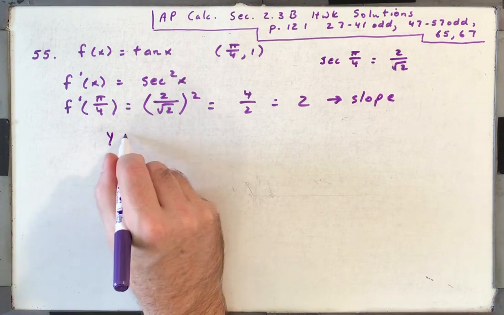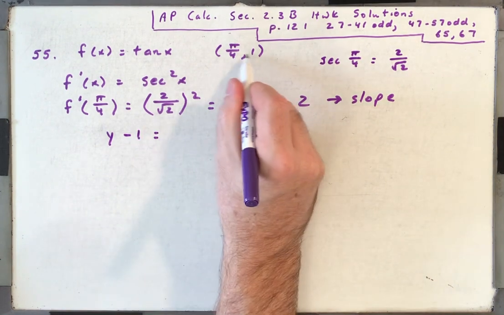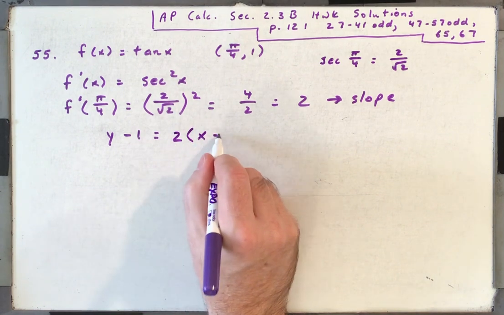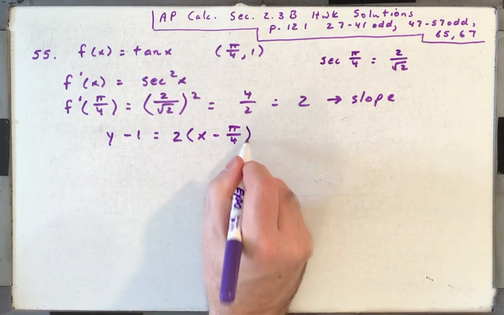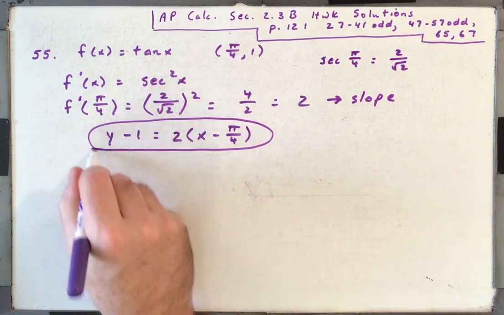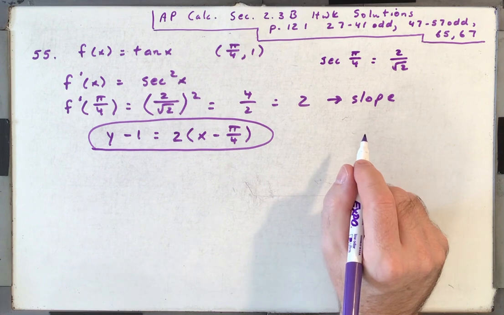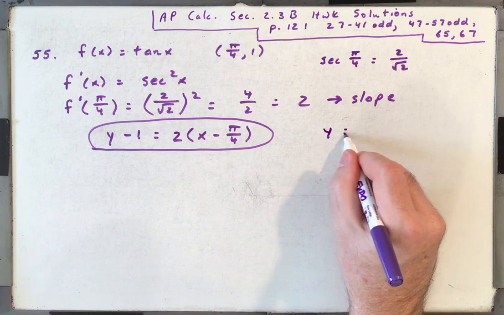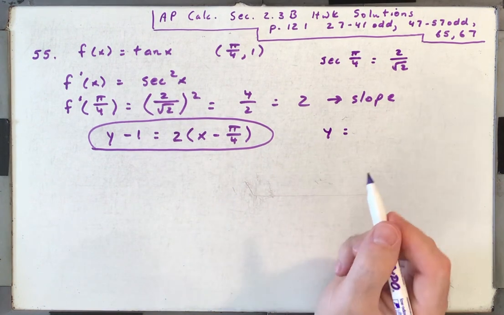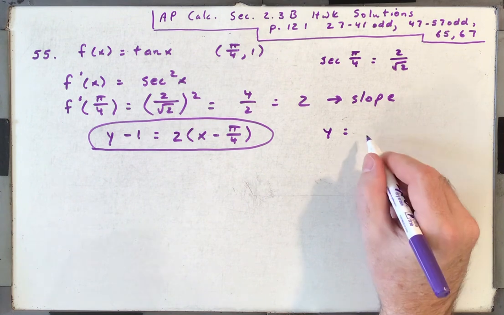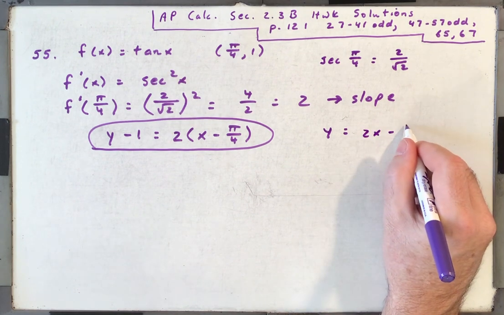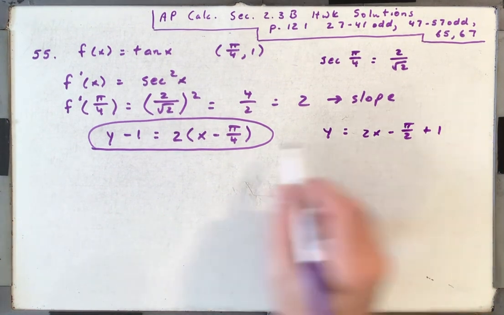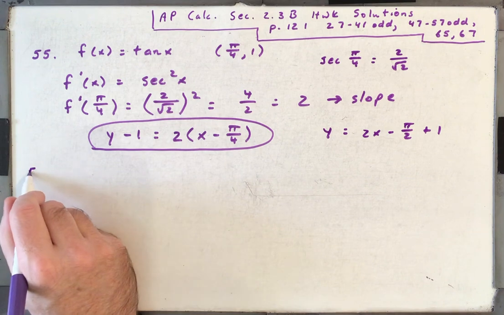So we have y minus 1, plugging these in now, y minus y1 is equal to 2, which is the slope, times (x minus pi over 4). Lovely. All right, and then if you solve for y, you just add 1 to the right side, and that's going to be y is equal to 2x minus pi over 2 plus 1, but goodness, I think this is better than that. Okay, 57.